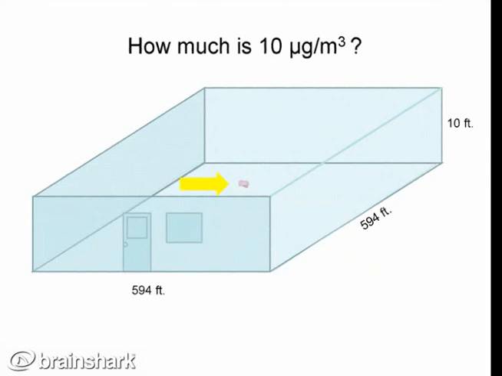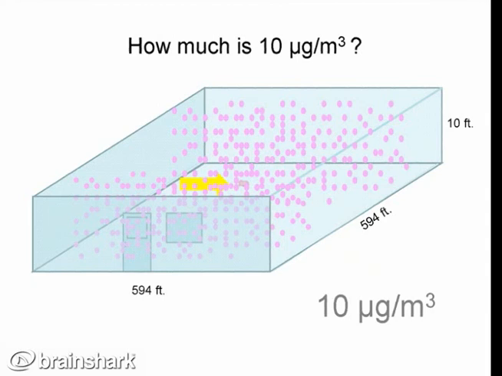Well, if you go back to our example of the package of Sweet and Low, and you were to place that in the middle of a room that was 594 feet wide by 594 feet long by 10 foot high, and then you were to take that package of Sweet and Low and evenly disperse it in the air throughout that room, that 1 gram package of Sweet and Low evenly dispersed throughout that room would be equal to a concentration of 10 micrograms per cubic meter of air. So as you can see from this example, that is not a lot of material.